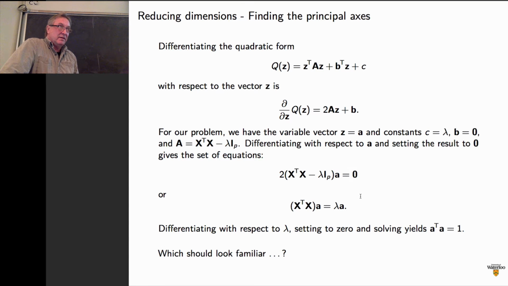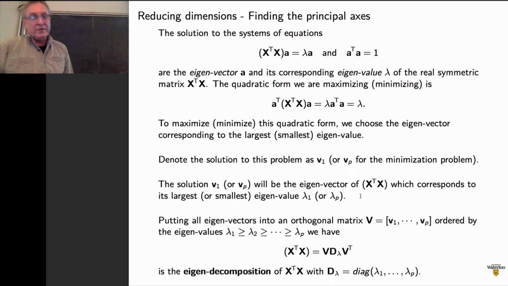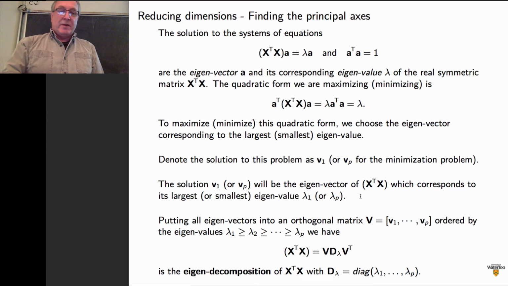Scaled so that the a vector is a unit vector, you get yourself a unique lambda. So the solution there, the direction you're looking for, is going to be an eigenvector of this X transpose X matrix. That should look familiar. It's the eigenvector and eigenvalue of a real symmetric matrix X transpose X. And if I want to maximize this, I choose the eigenvector corresponding to the largest eigenvalue.